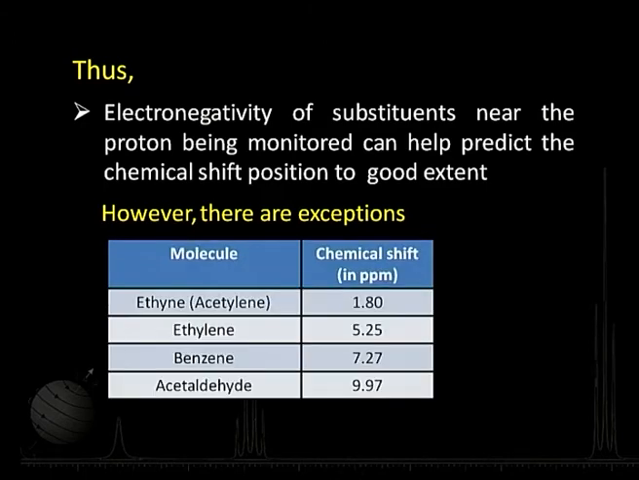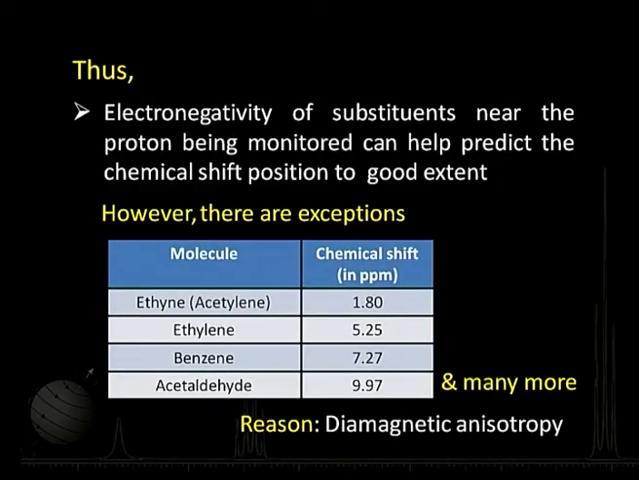Some of them happen to be, say, acetylene, where the value happens to be 1.8. We just showed that if I go by electronegativity considerations, it must be more than 5.7. It happens to be just 1.8. Similarly, ethylene is 5.25, again fairly downfield. Benzene is 7.27, an extremely low value in terms of the field, a very high delta value. Aldehydes are exceptionally high, close to about 10 ppm. And there are many more which cannot be explained on the basis of electronegativity.